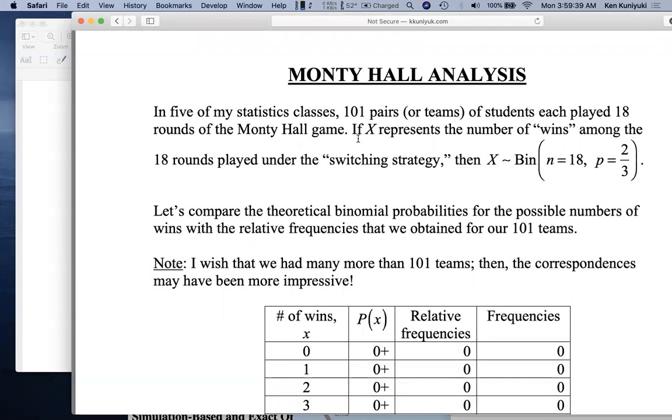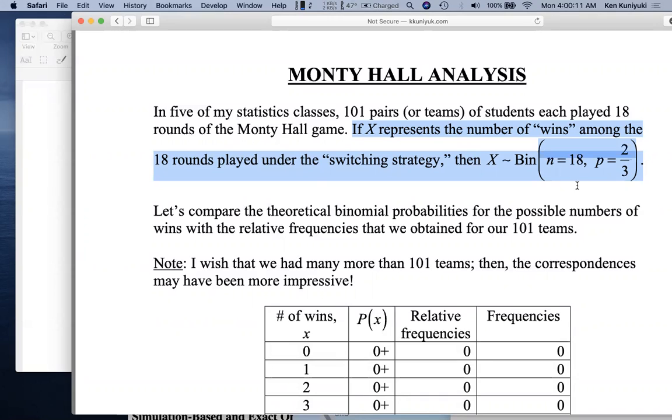Let's say that X, this random variable, represents the number of wins among the 18 rounds played under the switching strategy. Then X has as its distribution a binomial distribution, BIN, where the number of rounds or trials is 18, and the success probability per trial, p, is 2/3. 2/3 is the probability that you win the car under the switching strategy for any given round.